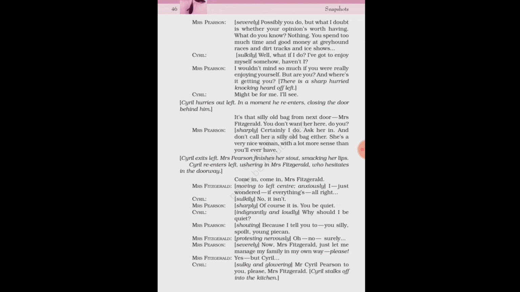Cyril re-enters left, ushering in Mrs. Fitzgerald, who hesitates in the doorway. "Come in, Mrs. Fitzgerald." Mrs. Fitzgerald, moving left anxiously: "I just wondered if everything's all right." "No, it isn't." "Of course it isn't. You be quiet." Cyril: "Why should I be quiet?" Mrs. Pearson: "Because I tell you to, you silly, spoiled young pup." Mrs. Fitzgerald: "Oh, no, surely." Mrs. Pearson: "Now, Mrs. Fitzgerald, just let me manage my family in my own way, please." "Yes, but Cyril." Cyril Pearson: "Mr. Pearson to you, please."